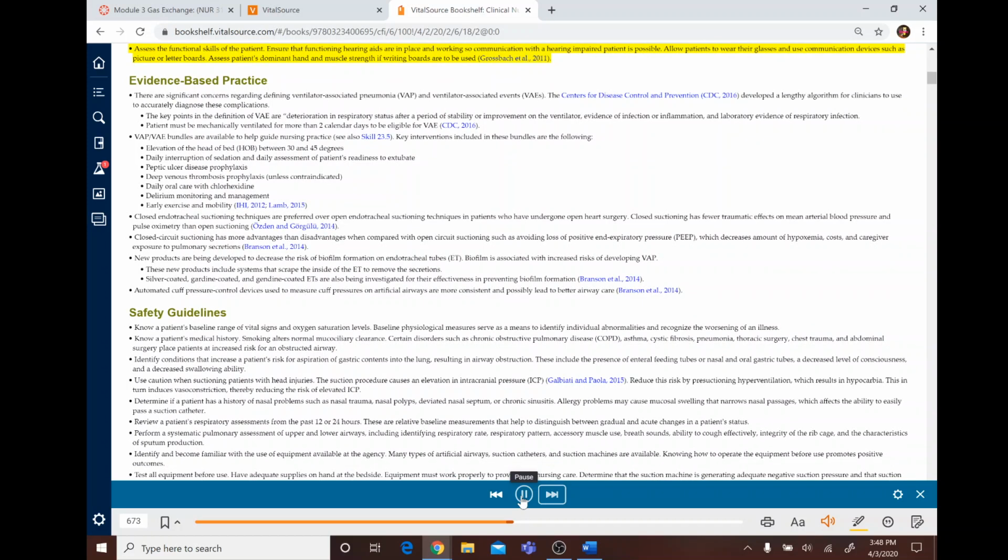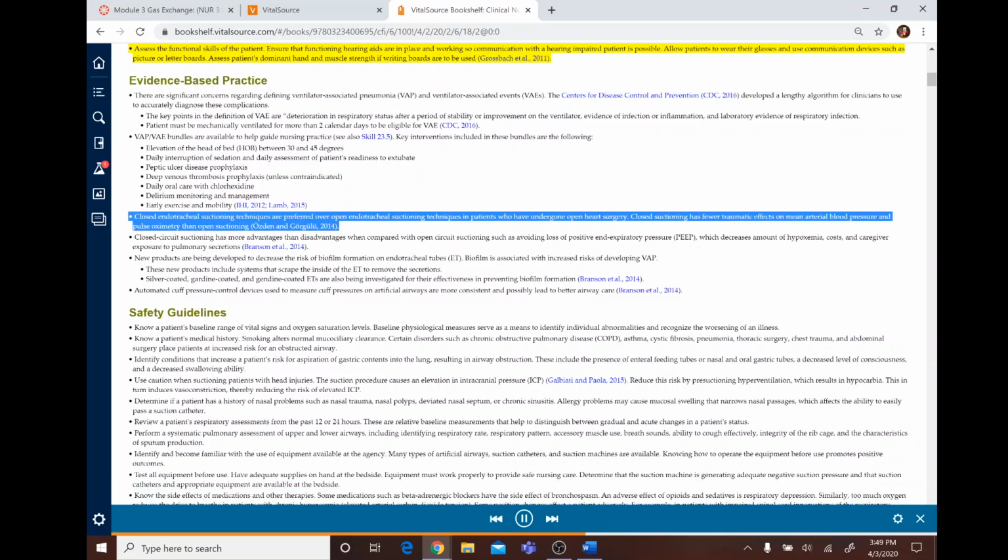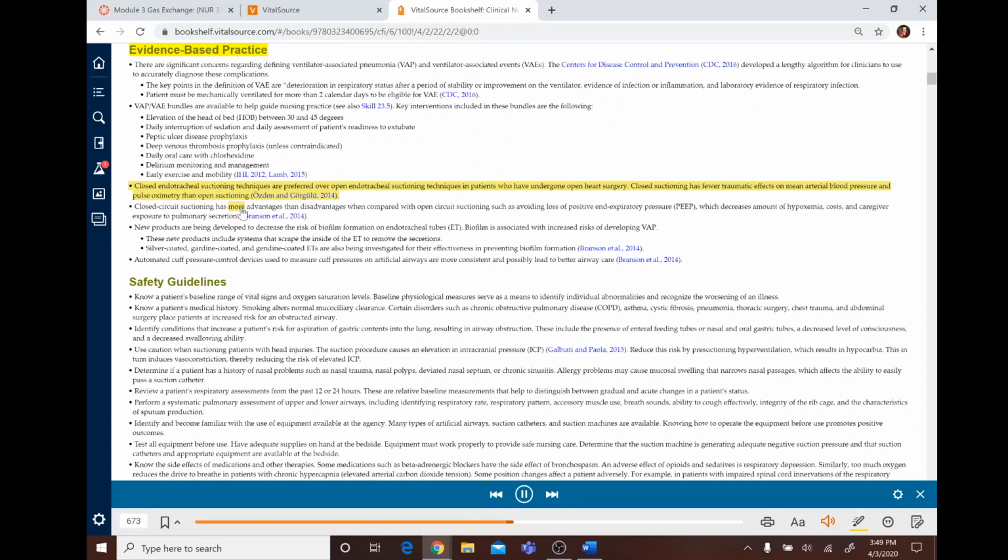Ensure that functioning hearing aids are in place and working so communication with a hearing impaired patient is possible. Allow patients to wear their glasses and use communication devices such as picture or letter boards. Assess the patient's dominant hand and muscle strength if writing boards are to be used. Grossbach et al., 2011. Evidence-based practice.